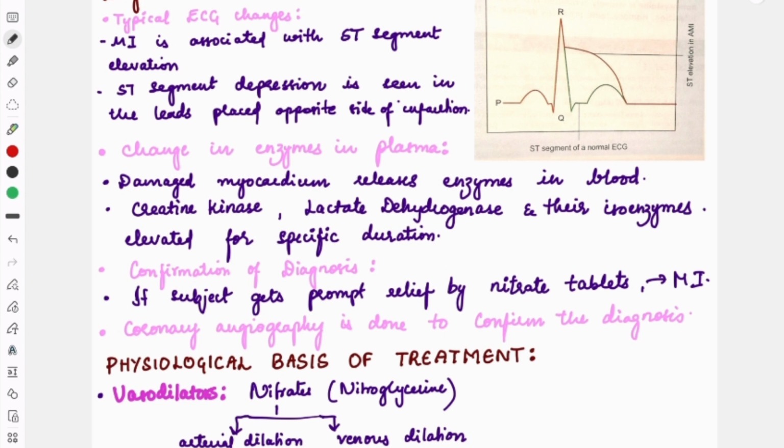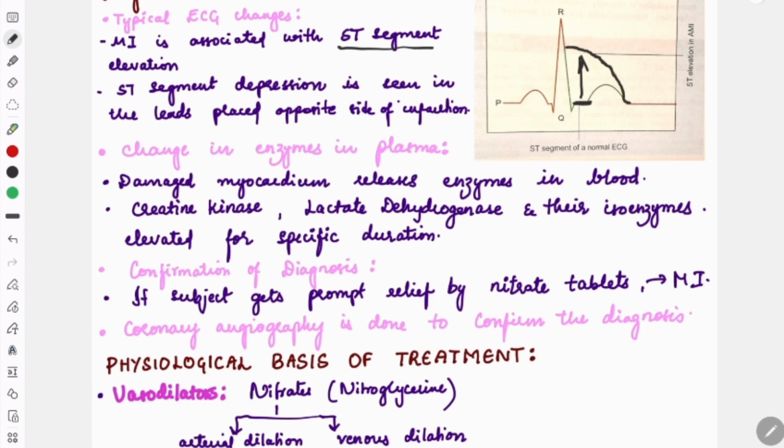The typical ECG change in myocardial infarction is elevation of the ST segment. The ST segment elevation occurs in myocardial infarction, which we can observe in the diagram. This is the normal ST segment in a normal individual, and the red line indicates the ECG of a person suffering from myocardial infarction. So there is an elevation of the ST segment. ST segment depression is seen in the leads opposite to the side of the infarction.